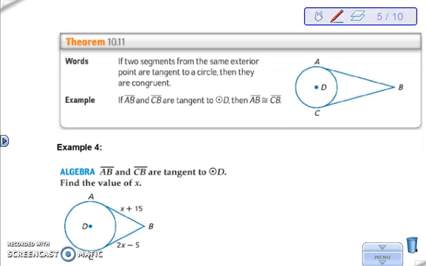Alright, our next theorem is a little bit simpler. Basically, when we have two tangent lines that intersect at the same point on the outside of the circle, the two lines are congruent.